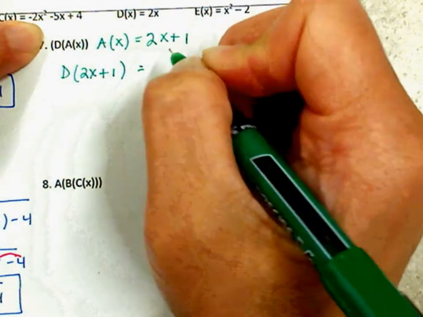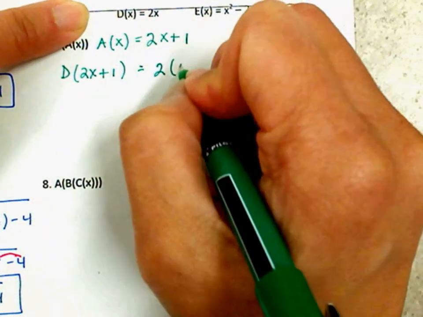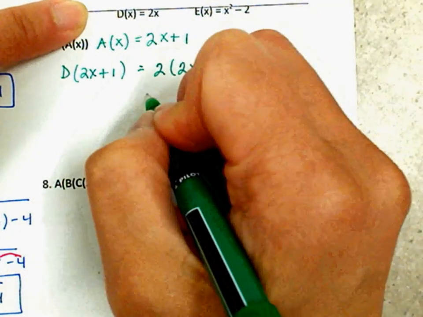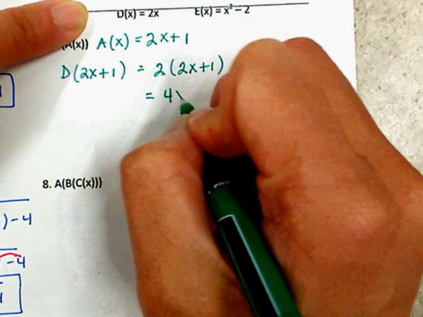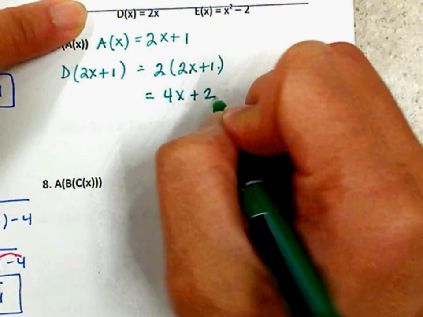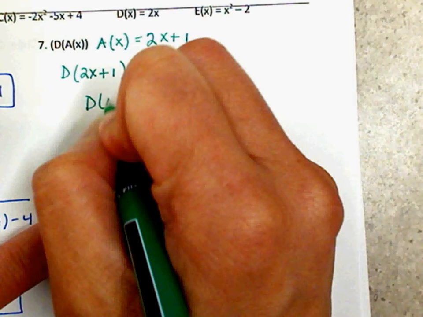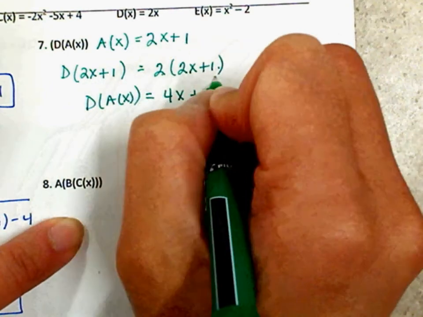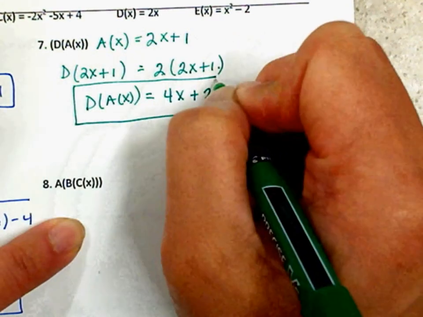And here's D. 2 times 2x plus 1. Distribute. 2 times 2 is 4x. 2 times 1 is positive 2. And there's your D of A of X. That is as simplified as I can get it. Not the same term.